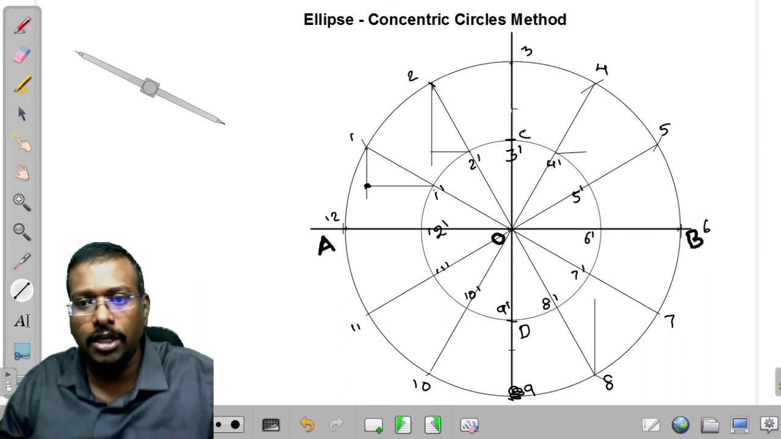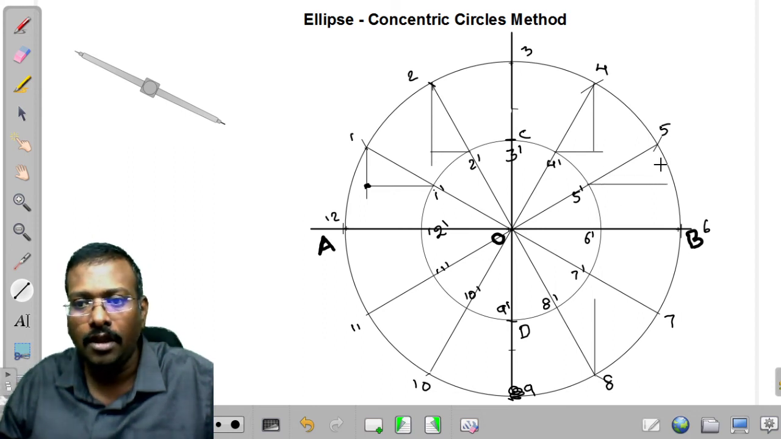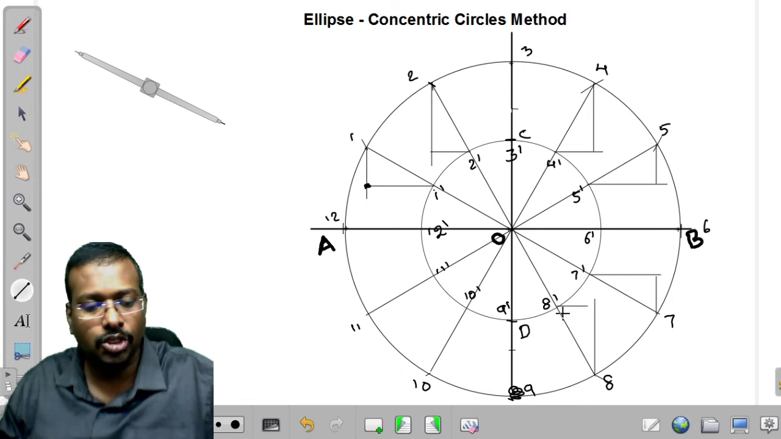At 4 dash, it should be horizontal. At 4 dash, it is horizontal. At 4, it should be vertical. Similarly, at 5 dash, it is horizontal. At 5, it is vertical. At 6 dash, horizontal, 6 vertical. So it meets at B only. 7 dash, horizontal. At 7, vertical. Similarly, at 8 vertical, 8 dash, horizontal.